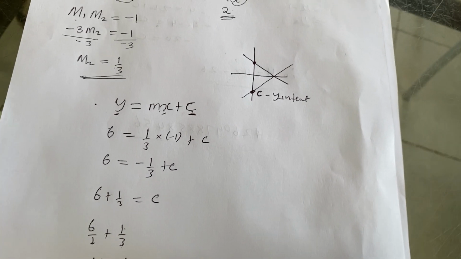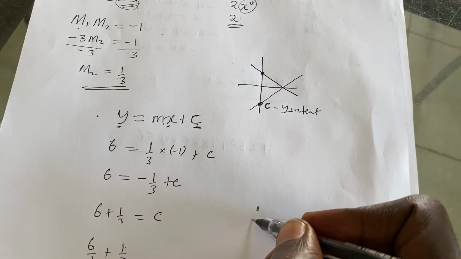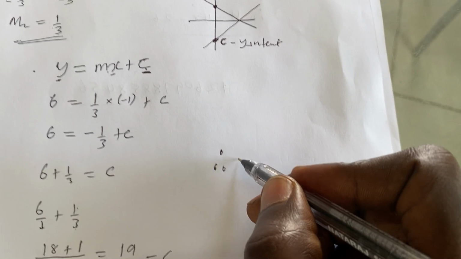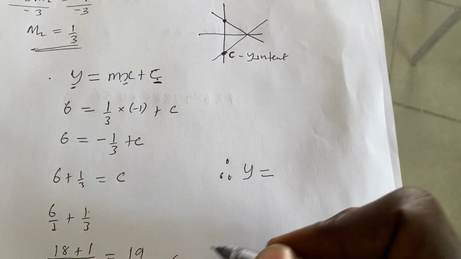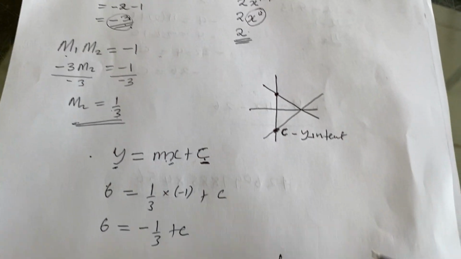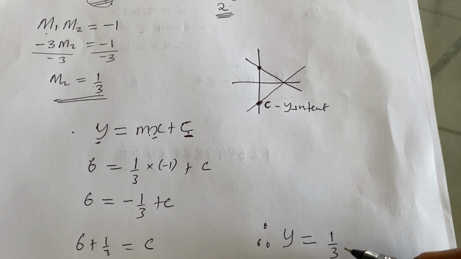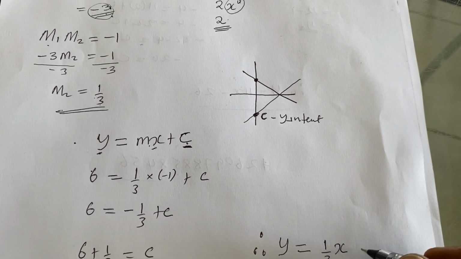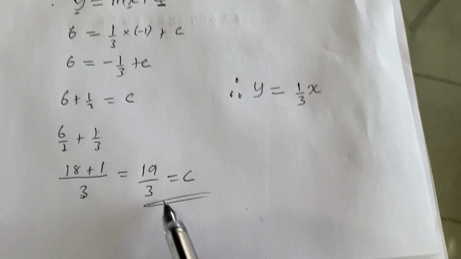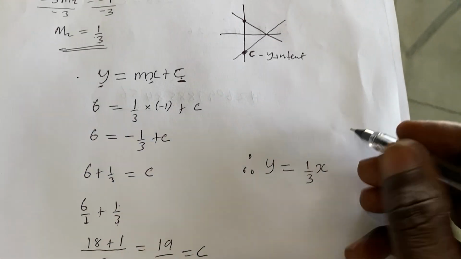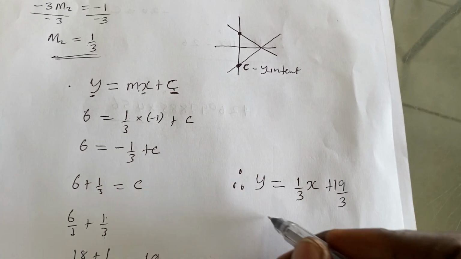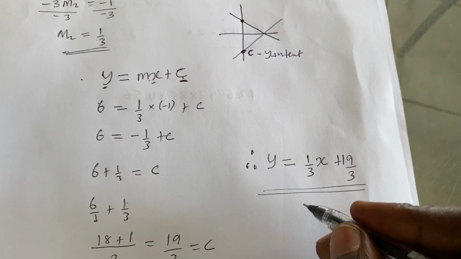So now to write the equation, I'm going to say therefore the equation of the normal will be y is equal to, what is my gradient? My gradient is over here, 1/3. So it will be 1 over 3 x. Then what is my c? My c, I found it here, 19 over 3. So I have plus 19 over 3. So this becomes the equation of the normal.